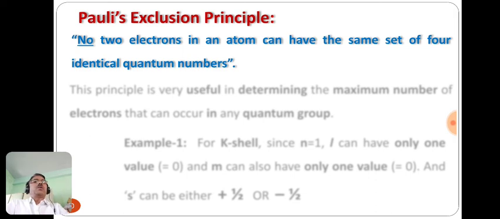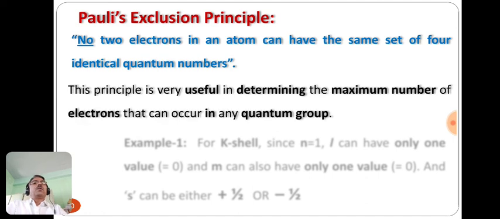So in other words, no two electrons in an atom can have the same set of 4 identical quantum numbers. And this principle is useful in determining the maximum number of electrons that can occur in any quantum group.